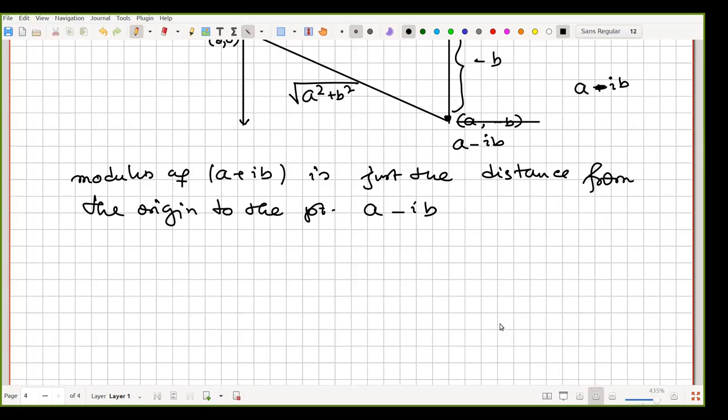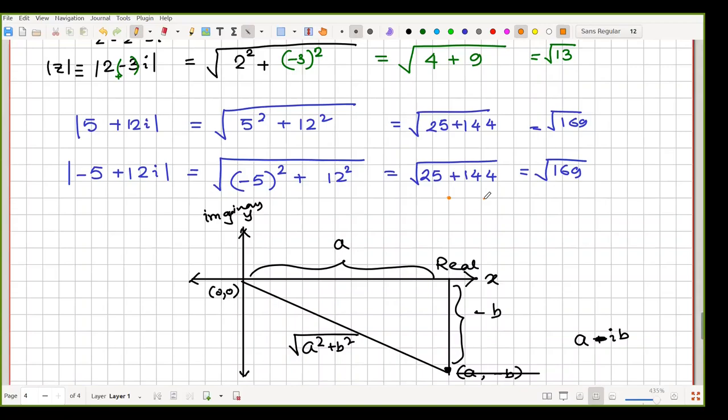Let us create another one. Suppose here a plus ib. So the right angle triangle is here. That side is a, that side is b, but that one is minus b, but the distance is always the square root of a squared plus b squared. That's why both a plus ib and a minus ib have the same modulus. If we look at minus 5 plus 12i and 5 plus 12i, they have the same modulus. In the same way, the modulus or absolute value of any complex number is described in that way.